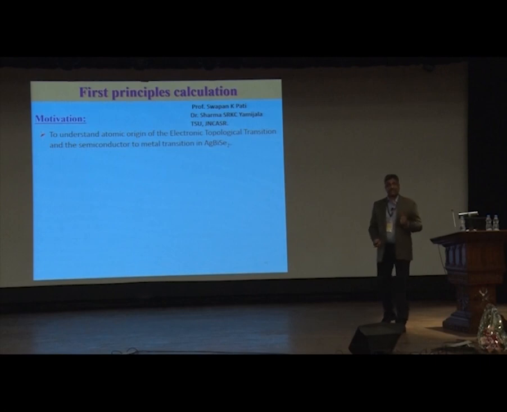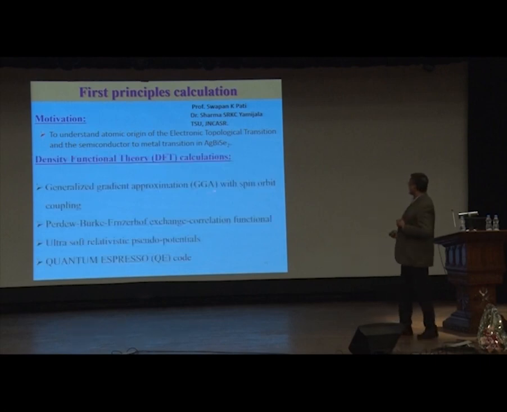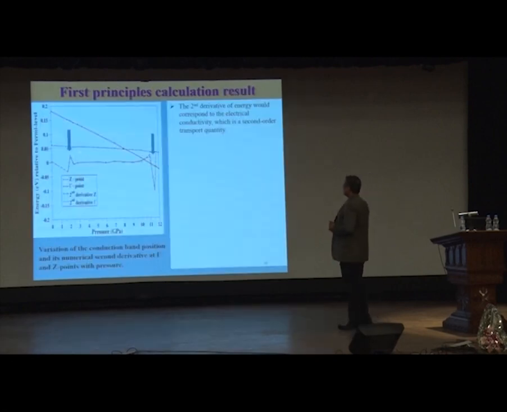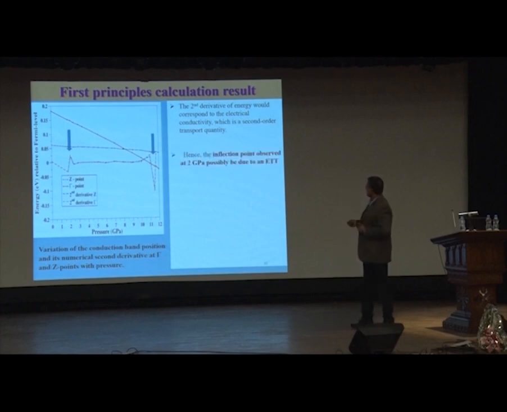So we did theoretical calculations using density functional theory. Whenever you are looking at transport, if you look at the second derivative of the system, you will see anomalies. So you can see there is an anomaly around 2 GPa. The second derivative of the energy shows a deviation around 2 GPa as well as around 11 GPa, which is overestimated here. But these are the two transitions which are actually seen.